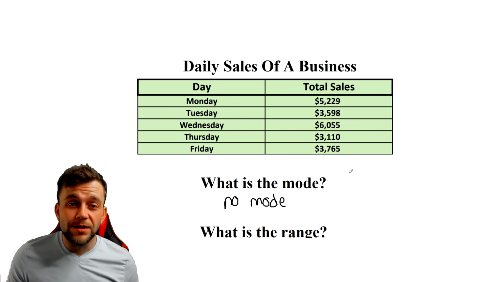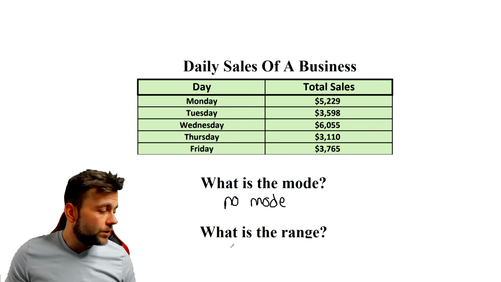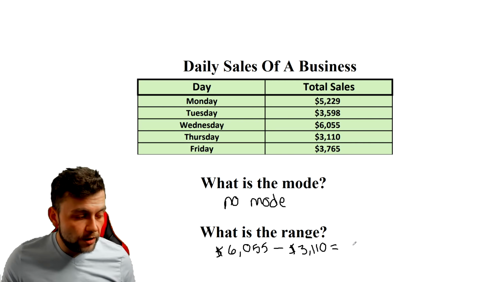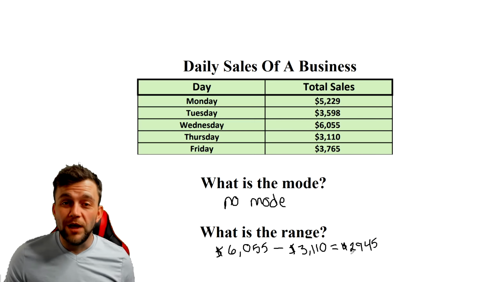And what is the range? Our range is the largest number, which is $6,055, minus the smallest number, which is $3,110. And that equals $2,945. That is our range. Boom, we have our range.